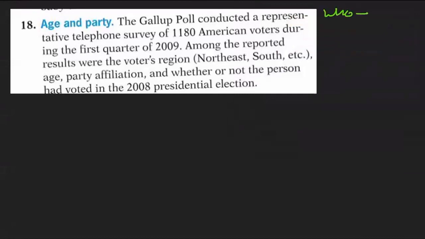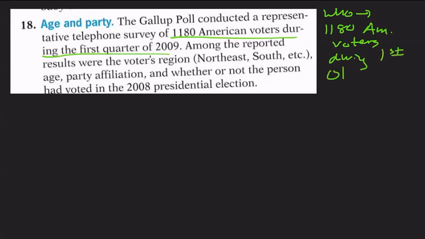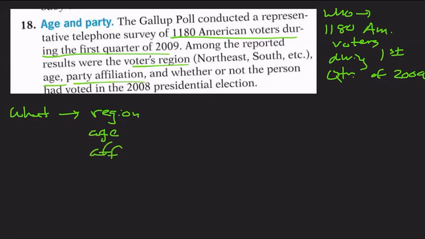So let's go ahead and start off with the group. What is our sample? Who are they actually collecting data on? And so this one is going to be 1,180 American voters during first quarter of 2009. That's our who. Now let's go ahead to our what. So what information are we collecting about those 1,180 people? It says the things that were reported were the voters' region, age, party affiliation, whether or not the person voted in the 2008 election.